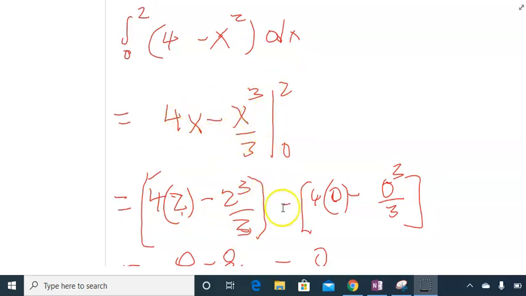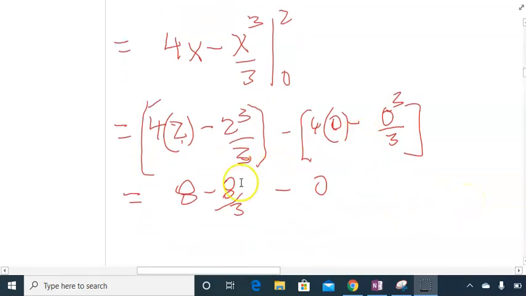Then subtract, and it's always a subtraction sign. Remember, it was F of b minus F of a. So it's the antiderivative of the higher number minus the antiderivative of the lower number, evaluated. So then minus 4 times 0, so you replace the x with 0 in every instance where you see x. It's subtracted: 4 times 0 minus 0 cubed over 3.